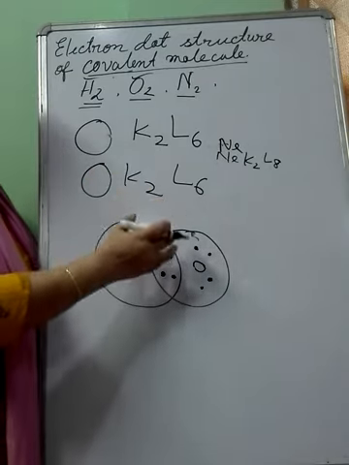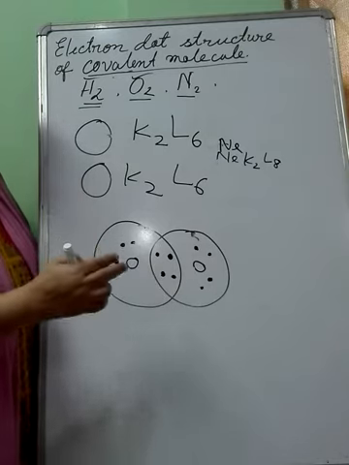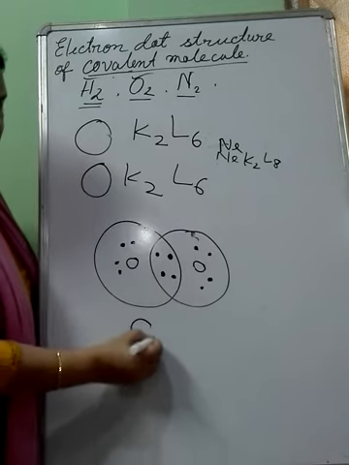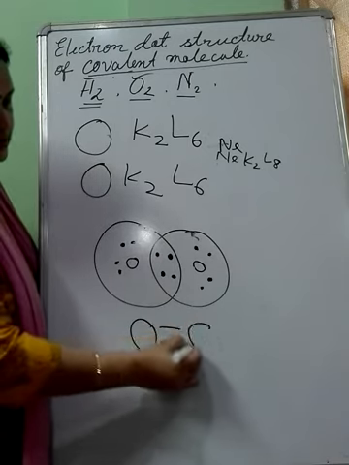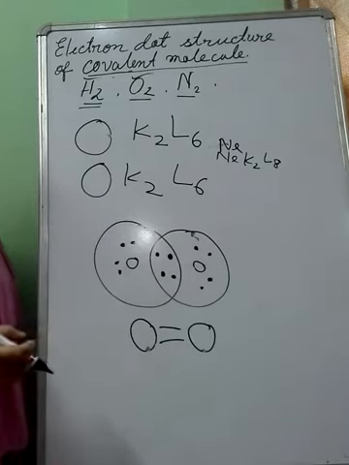And in this sharing of 2 pair of electron, means 4 electron, each oxygen contributed 2 electron from the last cell or the outermost cell. These 2 oxygen can be represented with the 2 lines between them like this. This is called double bond. This is the example of double bond.